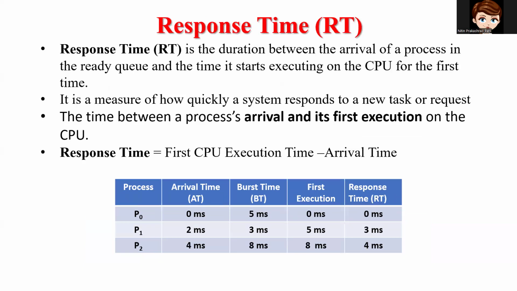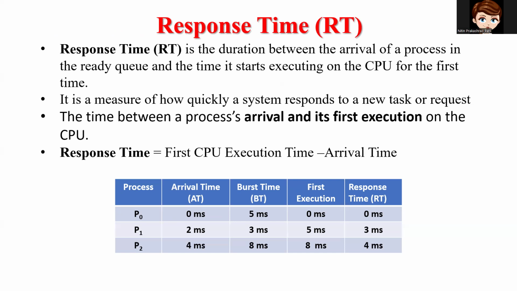Next is response time. Response time is the duration between arrival of a process in the ready queue and the time it starts execution on the CPU for the first time, definitely. Now, this is a measure of how quickly a system is responding to a new task or a request. So response time would be computed. For that purpose, we will require the first execution time, when exactly it got access to the CPU, minus arrival time.